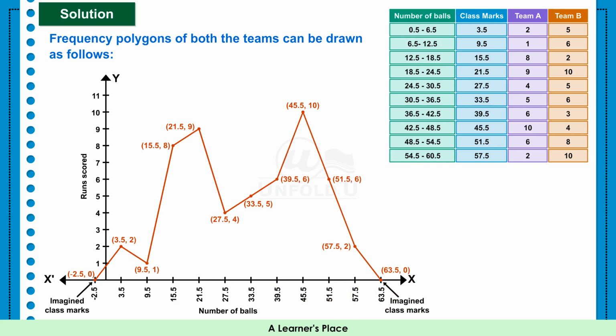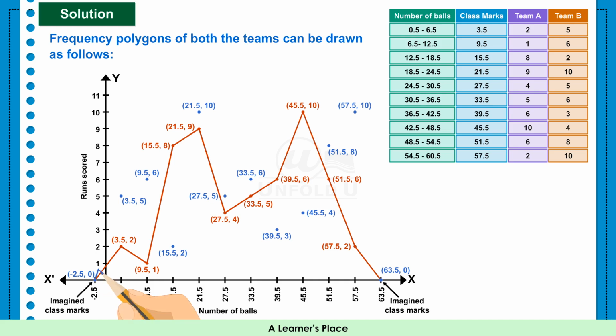Similarly, for Team B, plot the following points on the graph: minus 2.5, 0; 3.5, 5; 9.5, 6; 15.5, 2; 21.5, 10; 27.5, 5; 33.5, 6; 39.5, 3; 45.5, 4; 51.5, 8; 57.5, 10 and 63.5, 0.